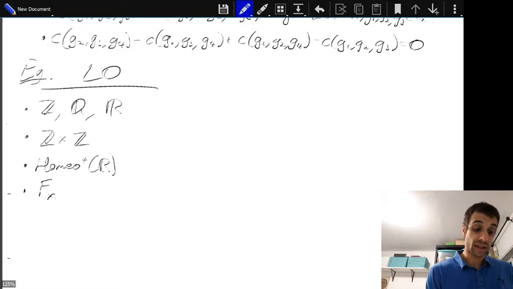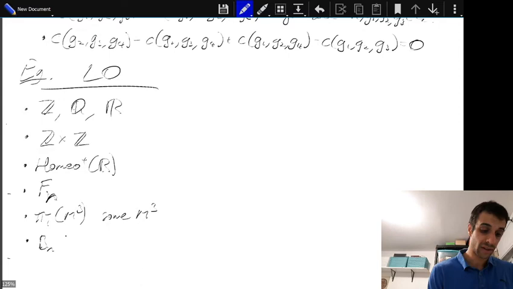More examples. The free group is left orderable. We'll see that pi 1 of some 3-manifolds M3 are left orderable, and this is more in line with the L-space conjecture. The braid group, B_n, is left orderable.